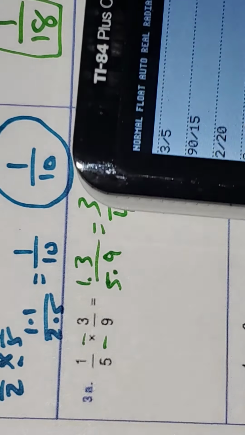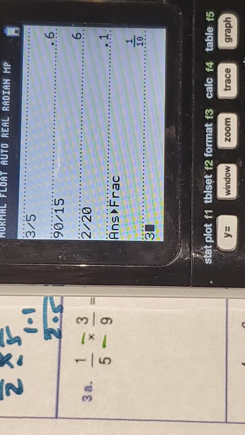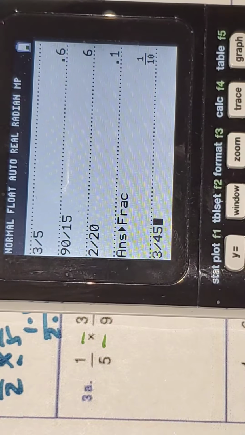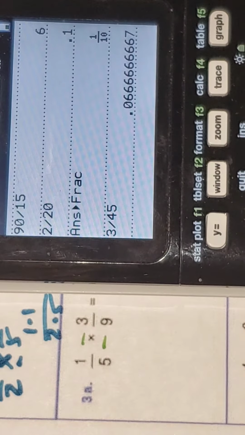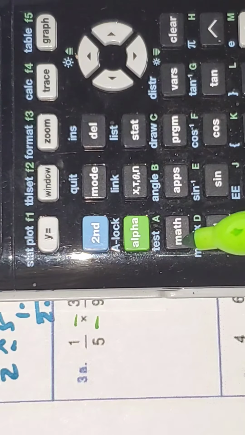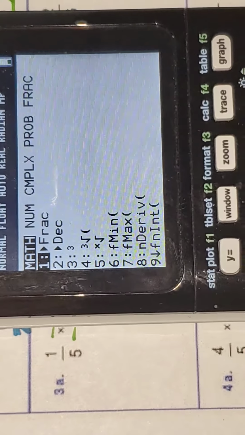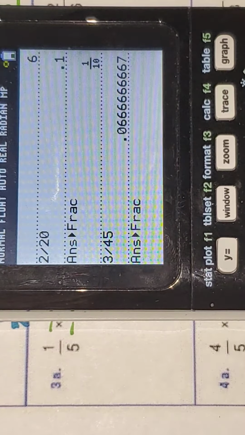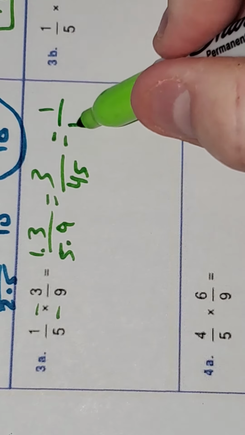Again, calculator, it's our friend sometimes. And so we're going to take the 3 divided by 45 and enter. Notice we get this large fraction. However, we can go here to math again, and we'll go math, and the first option is fraction. And we hit enter again, and notice that the final answer is 1 over 15.